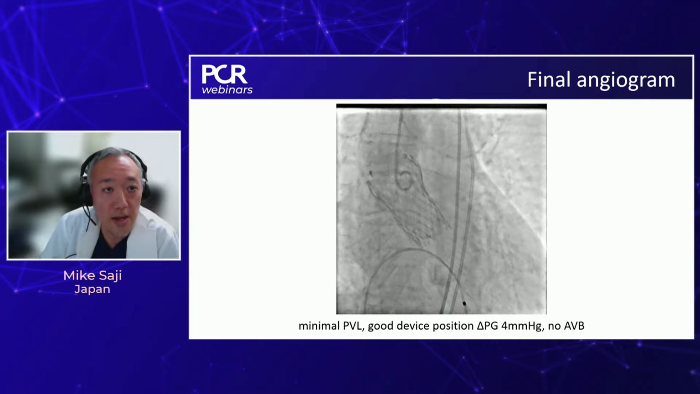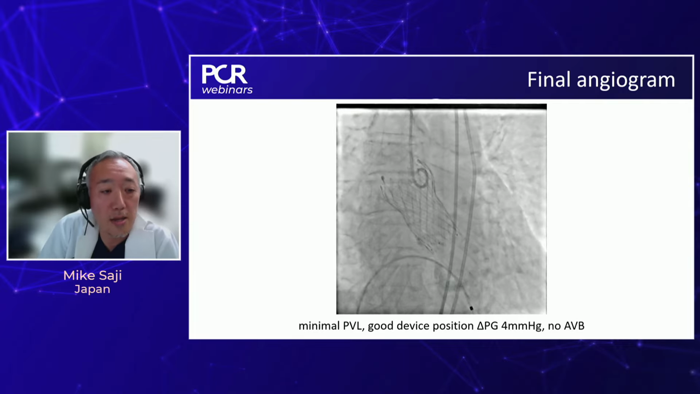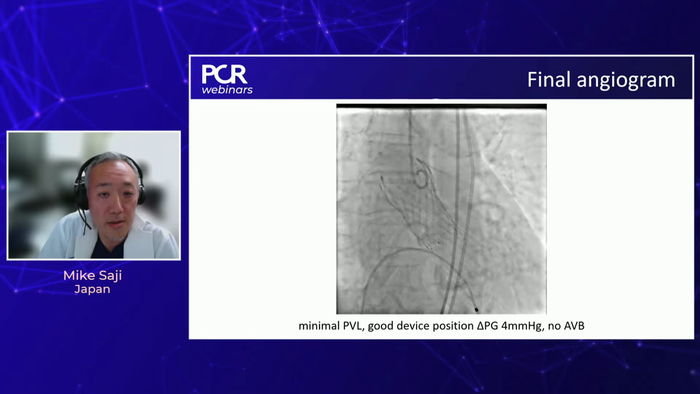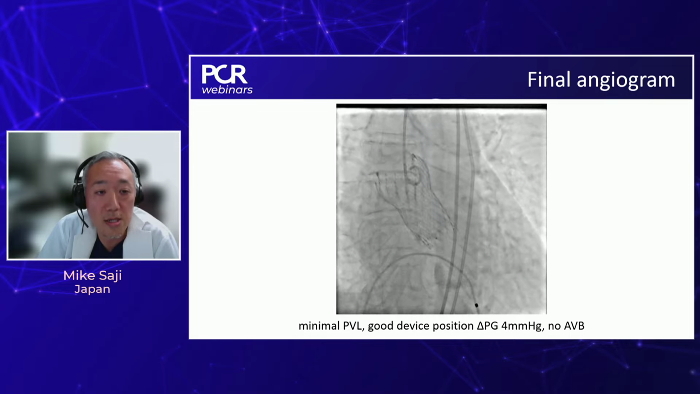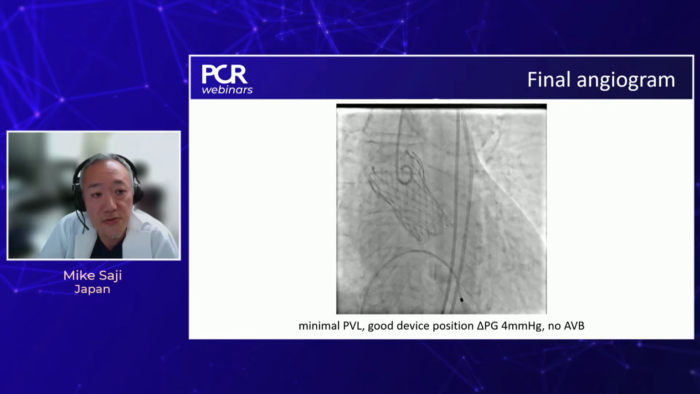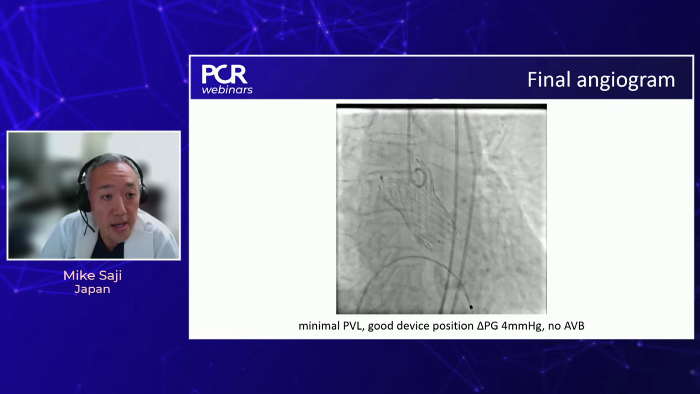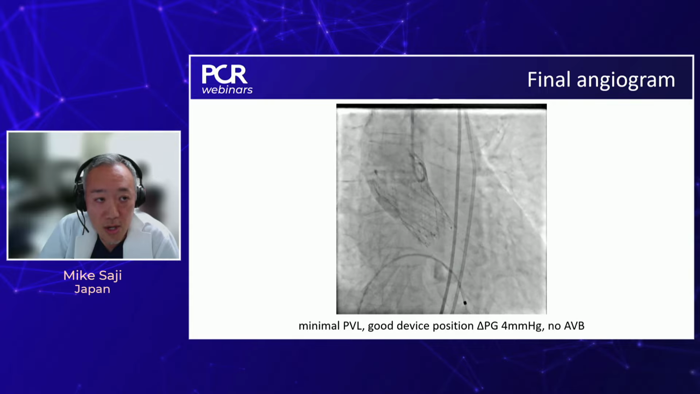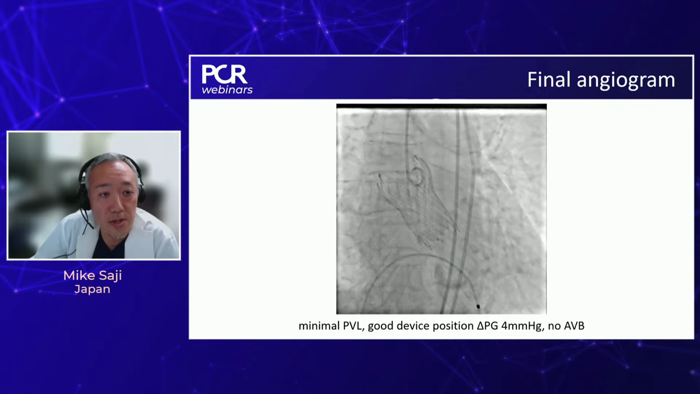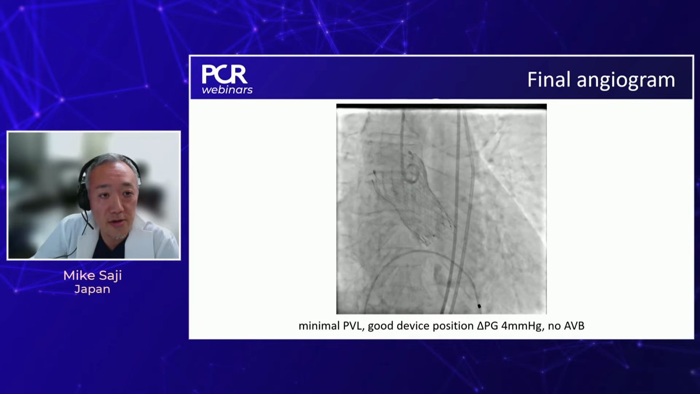This is a final angiogram, showing minimal PVL and good device position. Also the hemodynamics is ideal. The hemodynamic measurement showed a gradient of just 4 millimeter mercury. And also the EKG showed no AV block after the procedure. So the patient was finally discharged without complication in a few days.